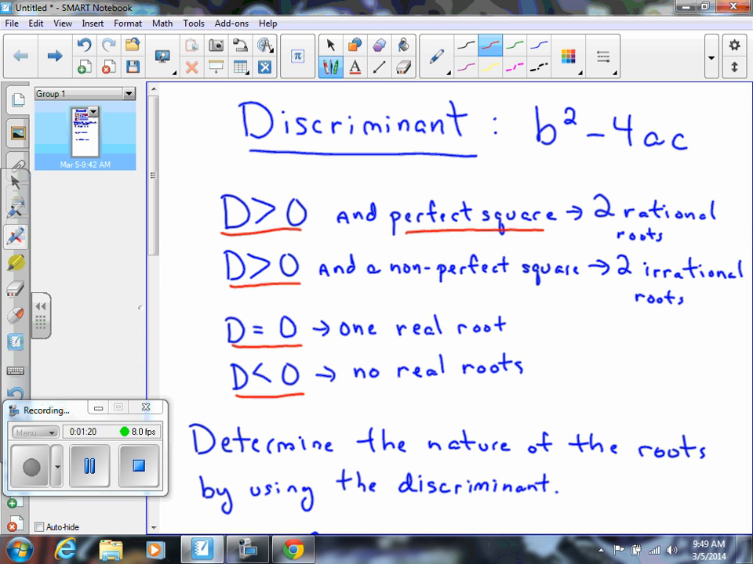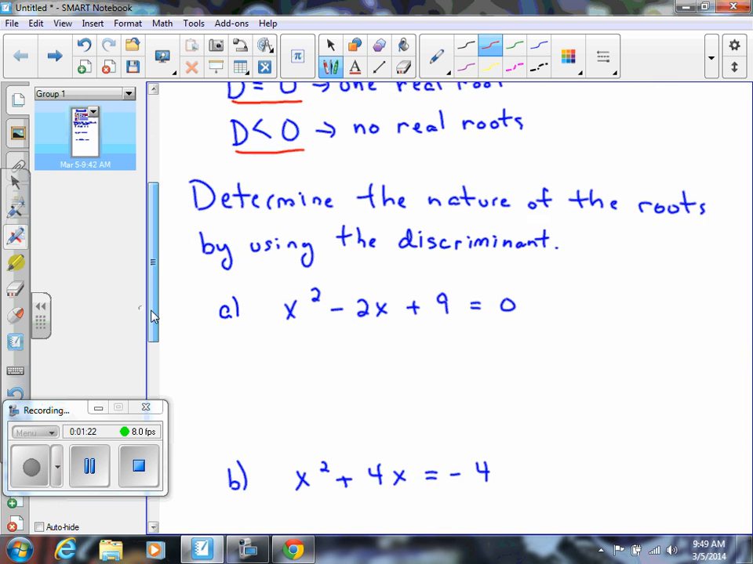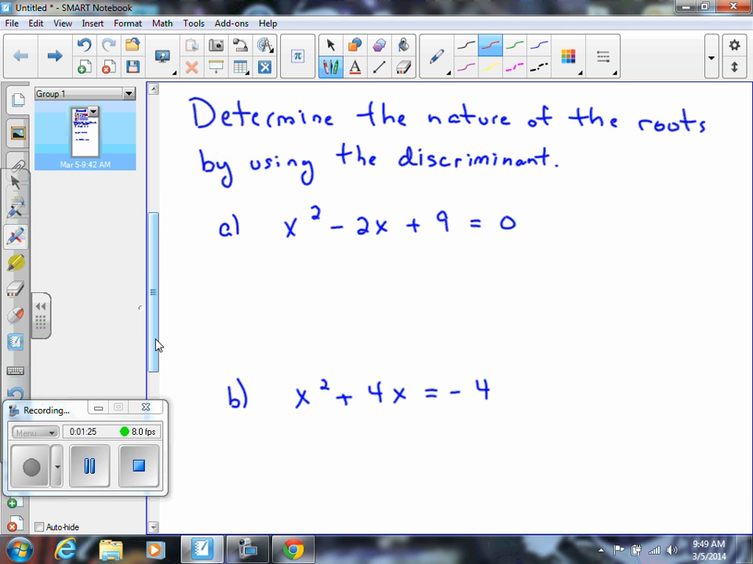So let's take a look at a question. The question is usually worded like this: determine the nature of the roots by using the discriminant. So what we want to do is use the formula, find the solution to b squared minus 4ac as a number, and then go back and look at how many roots there are and what types.